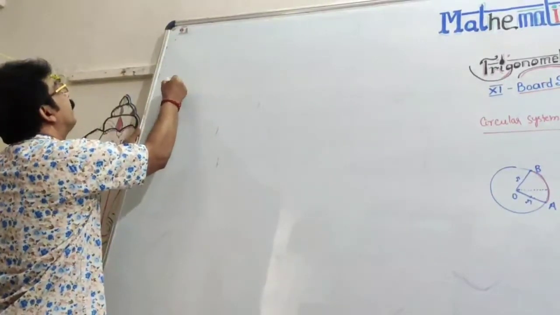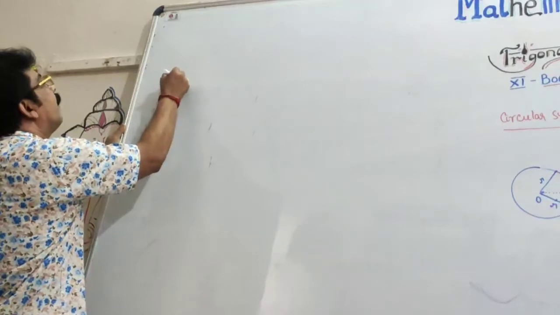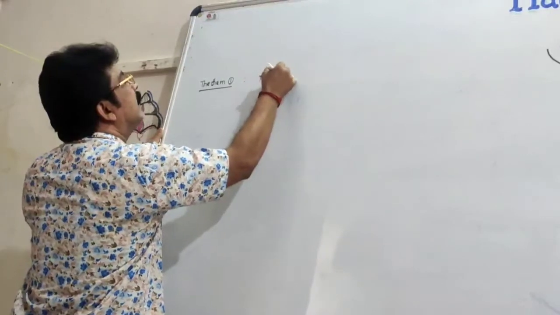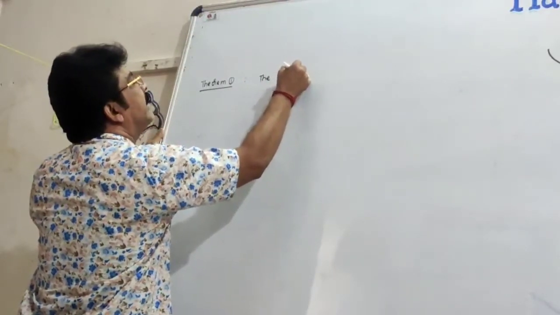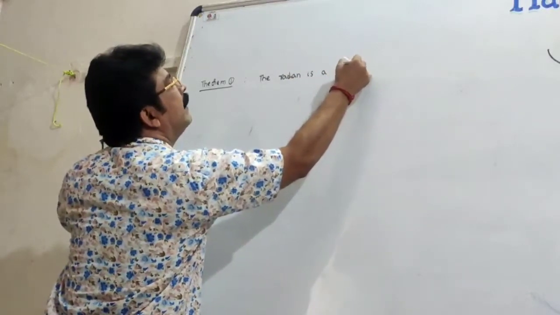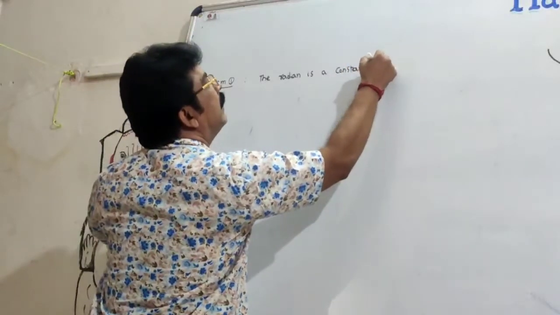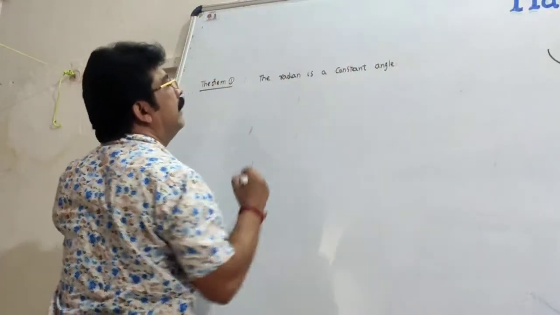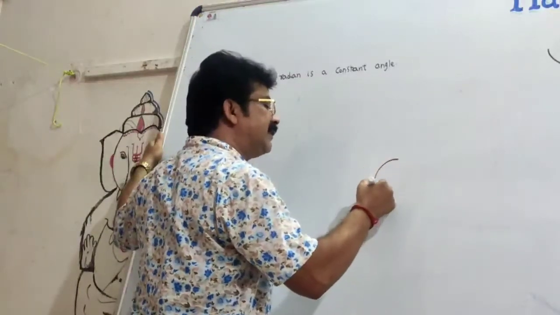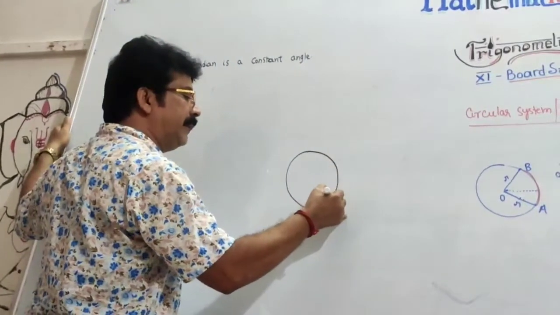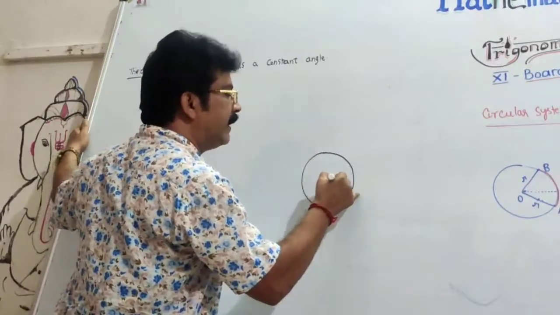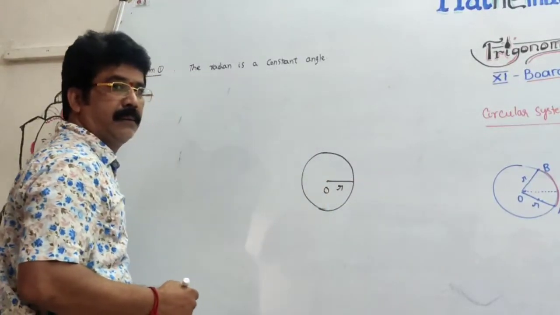Theorem number 1. The radian is a constant angle. Okay, this is the theorem. Right. Here, let us consider a circle with a center O and a radius small r.